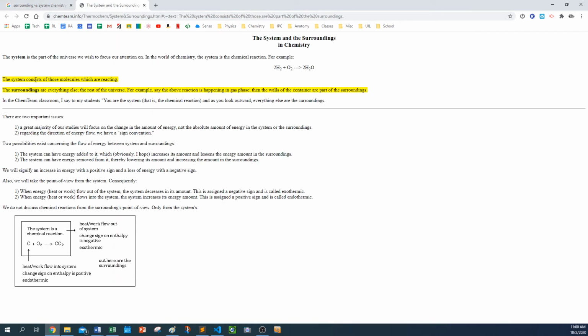So the system includes the molecules that are reacting, the molecules in the target of our focus. If we're looking at ice melting, as we're watching ice melting, ice is our system, and everything else is our surroundings.